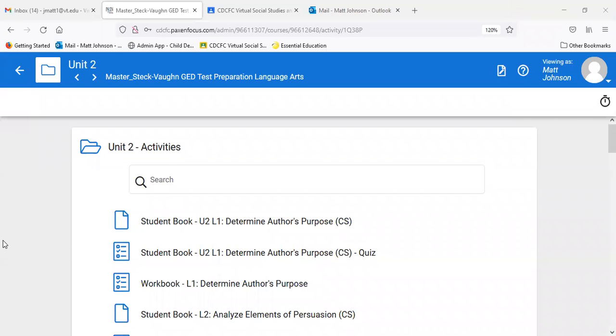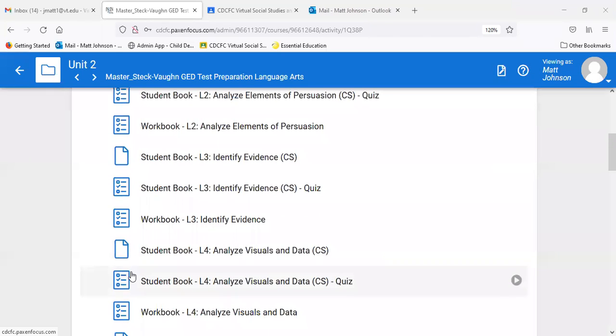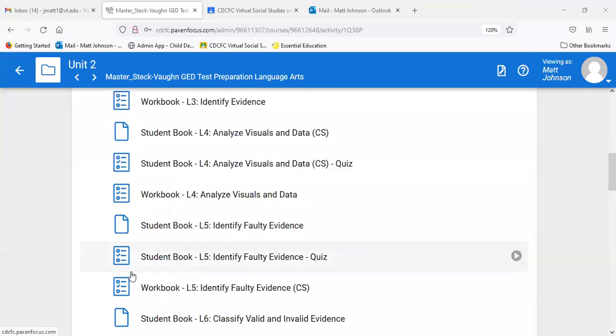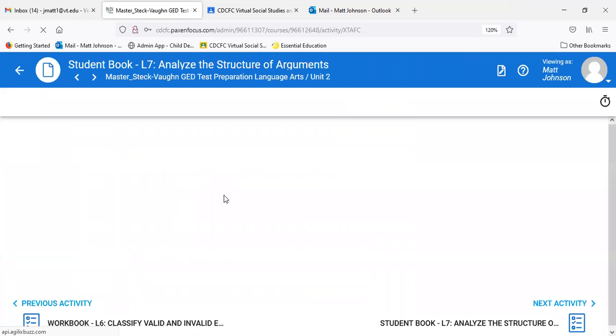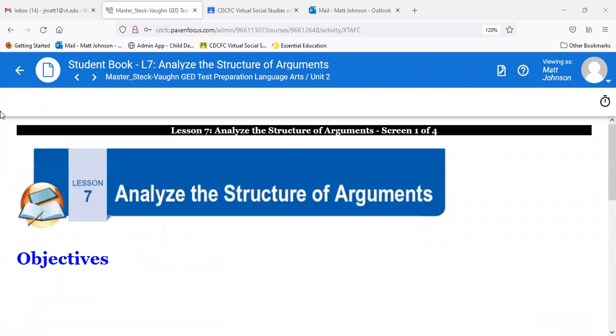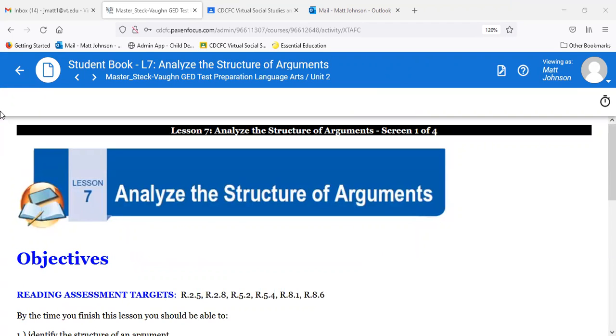And now, Unit 2, Lesson 7. Analyze the structure of arguments. So, different kinds of forms, different types of how to put an argument together, what to look for.